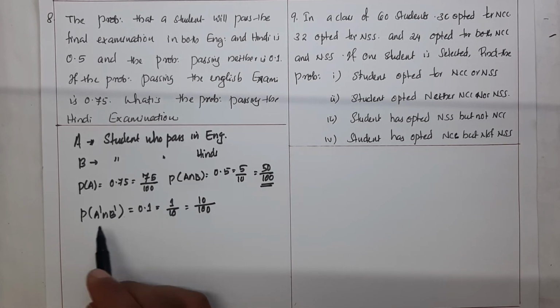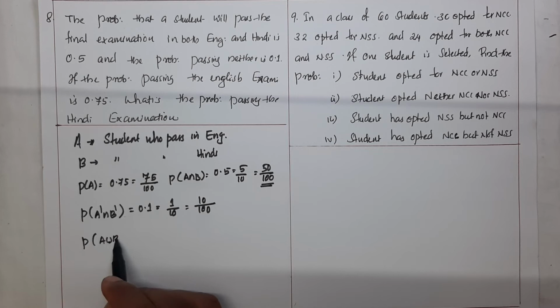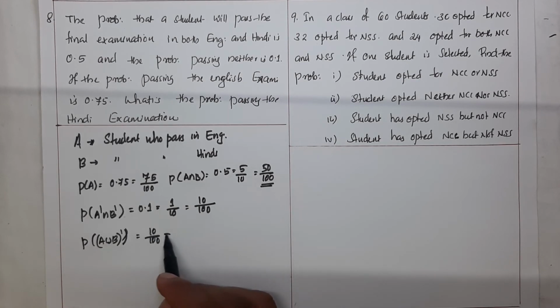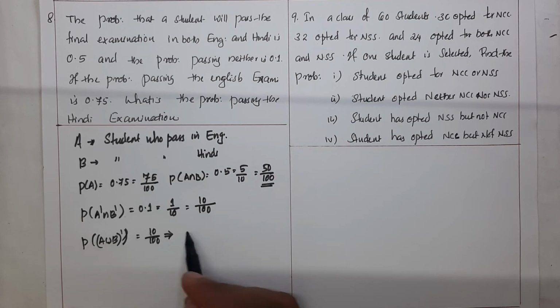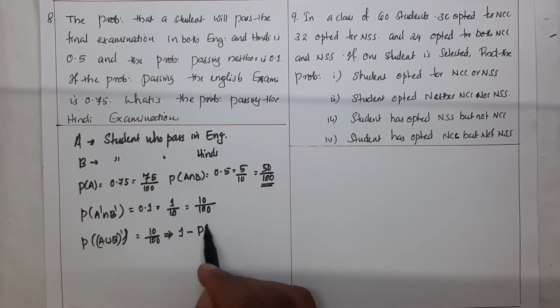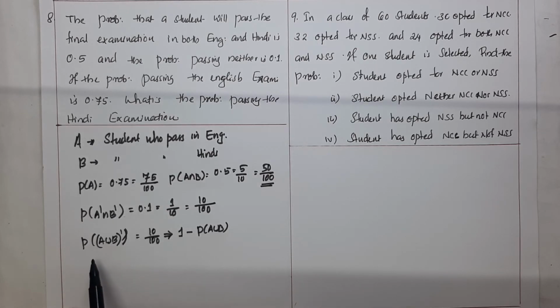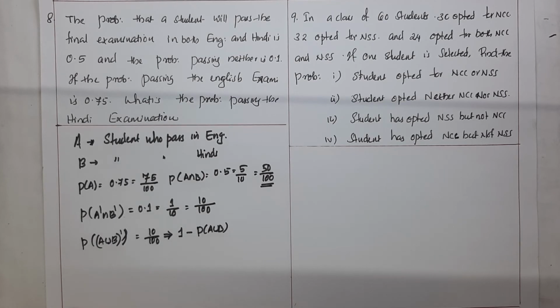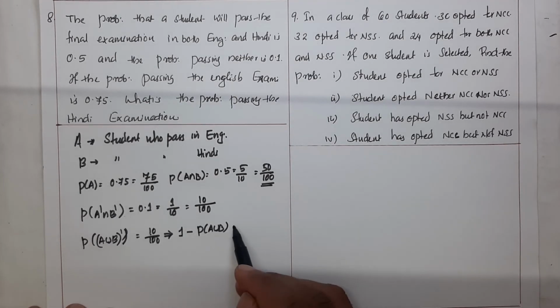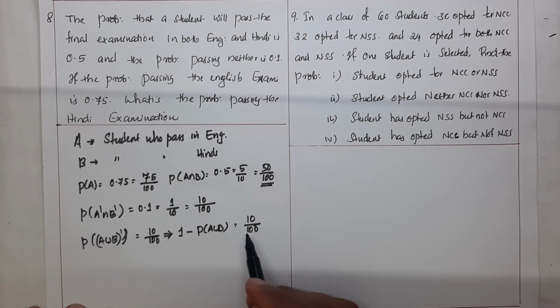And therefore P of A complement intersection B complement, neither nor, can be written as P of A union B the whole complement, which is equal to 10 divided by 100. That implies, what is P of A union B the whole complement? It is 1 minus P of A union B. To find the complement probability of an event, the total probability is 1 minus P of that event. So 1 minus P of A union B is equal to 10 divided by 100.